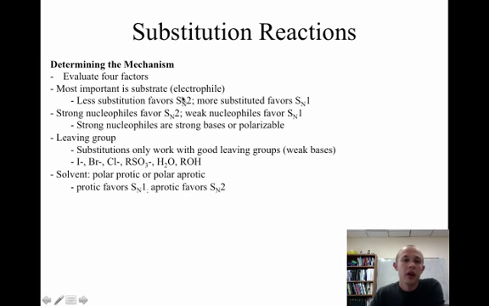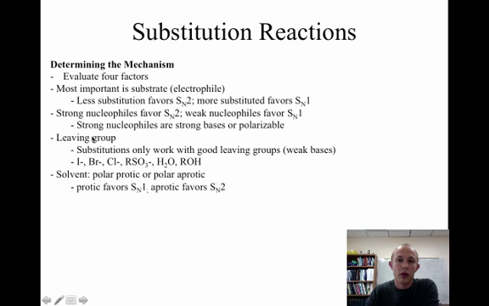To summarize, when you're looking at deciding between SN1 and SN2 reaction, you want to look at all four of these factors. You want to look at substrate, which is the most important. Less substitution favors SN2, more substitution favors SN1. Strong nucleophiles favor SN2, weak nucleophiles favor SN1, and in order to identify a strong nucleophile, you want to look for something that's polarizable or a strong base or both.